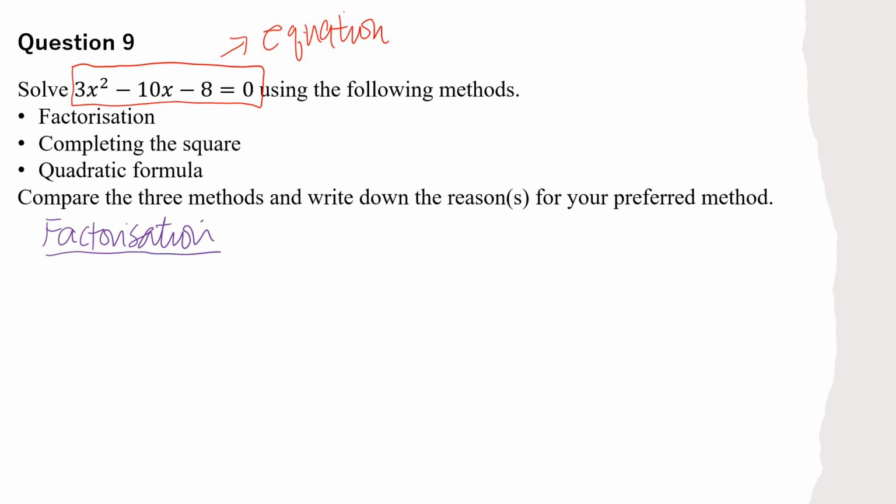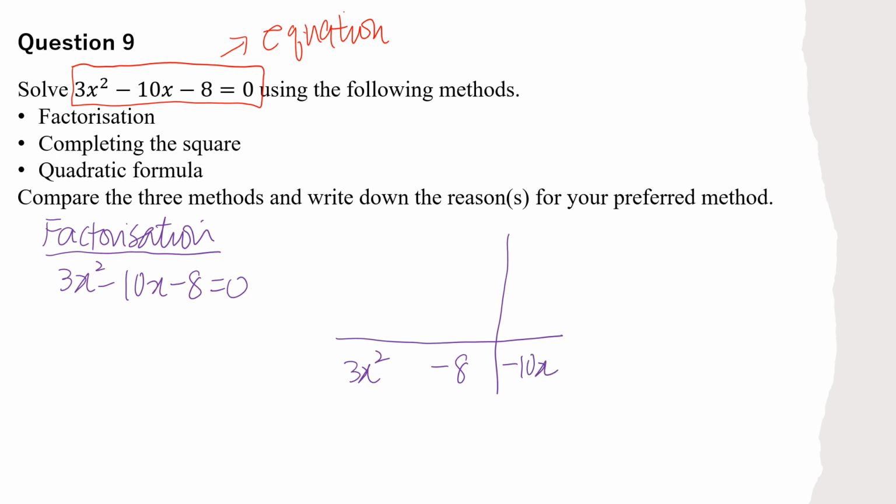So this one here, we can use the cross. All right, arrange it properly. 3x squared first, followed by negative 8, followed by negative 10x. What are the factors of negative 8? You can have 2 and 4, 4 and 2, 1 and 8. So you have to do trial and error a bit.